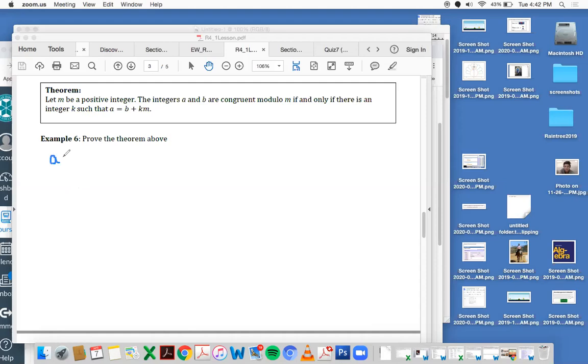So the premise is that A is congruent to B mod M, and I want to prove that A equals B plus Km. I actually want to prove it both ways, right? If and only if. So I need to show that it works both ways. The first case is that I'm going to assume this is the premise, and I want to prove this.